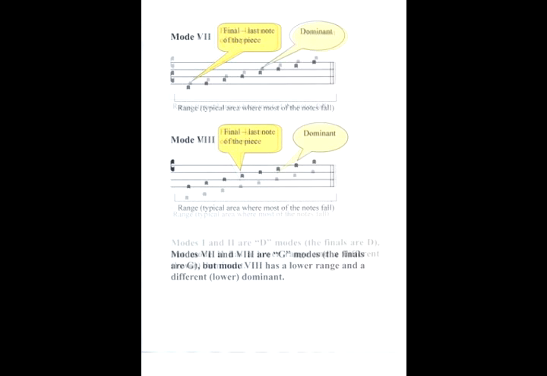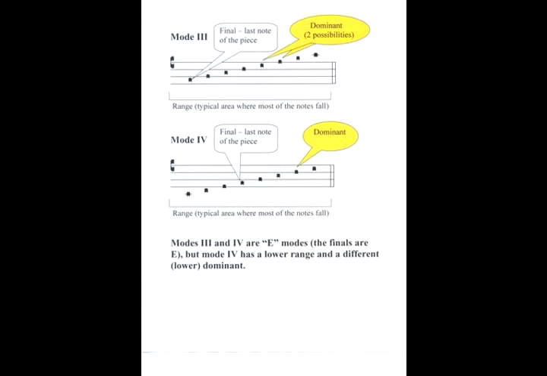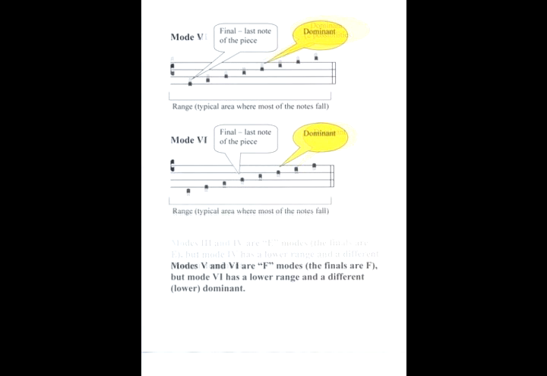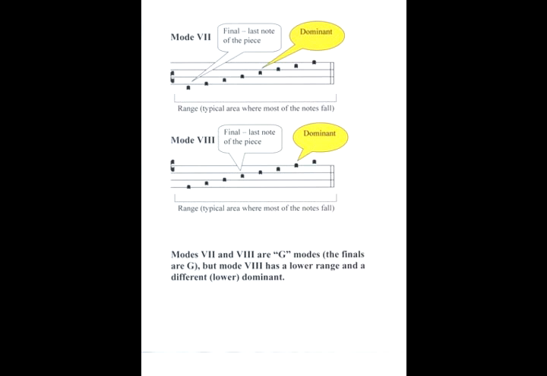What distinguishes modes 1 from 2 and the other pairs of modes are the dominants and the ranges. For the odd-numbered modes, the dominant is generally a fifth above the final. So for mode 1, the dominant is A. For mode 3, the dominant is B. It can also be C. For mode 5, the dominant is C. For mode 7, the dominant is D.